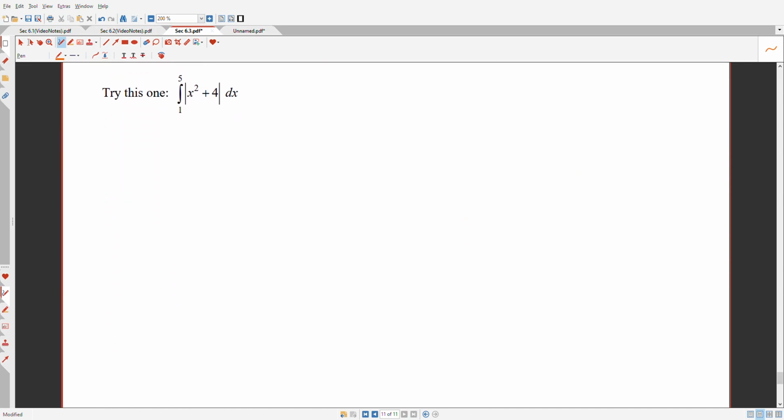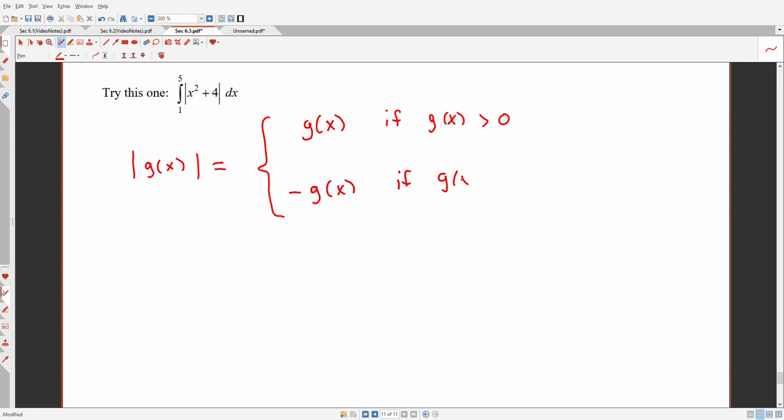Alright, so let's maybe try this one. The integral of the absolute value of x squared plus 4. And so let me just show you, absolute values can look tricky. So how do I think of the absolute value of some function more generally? Well, especially when integrating this thing, it is helpful to write it as a piecewise function. So the absolute value says, hey, I'm always going to make you not negative. So I'm going to leave you alone, not going to do anything to you, if g of x is positive, but I'm going to stick a minus sign in front of you if you're negative.